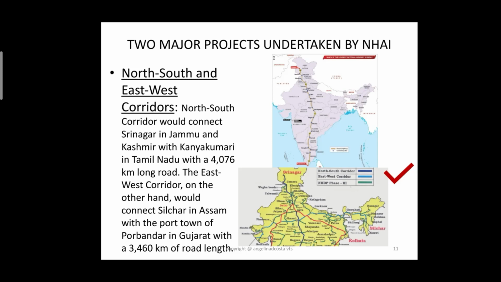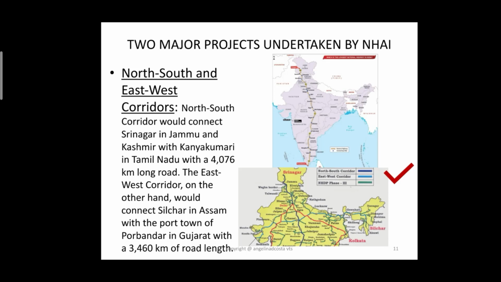So we recap two major projects, the Golden Quadrilateral and the North-South and East-West corridor. Golden Quadrilateral, Delhi, Kolkata, Chennai, Mumbai in that order, forming a square. And the North-South corridor, Srinagar in Jammu and Kashmir with Kanyakumari in Tamil Nadu, a road going from one end to the other. And the East-West corridor connecting Silchar in Assam with Porbandar, the port town in Gujarat.